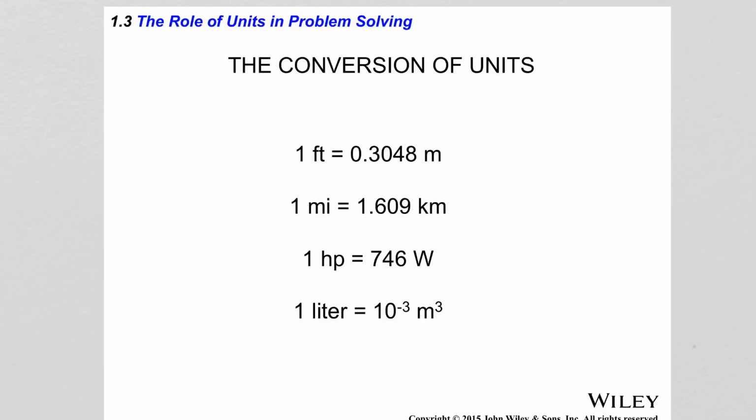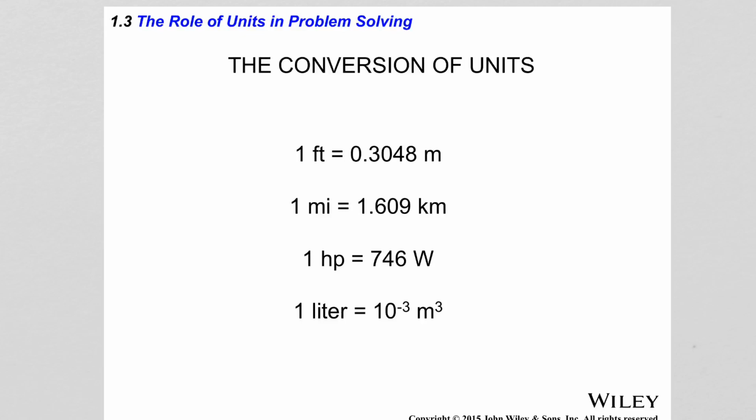So here there is a list of relationships between units in the imperial system, those are the first three, and the metric system. So 1 foot is equal to 0.3048 meters, 1 mile is 1.609 kilometers, 1 horsepower is equal to 746 watts, and here the last relationship is within the metric system. The unit for liquid volume, which is the liter, corresponds to 10 to the negative 3 cubic meters.